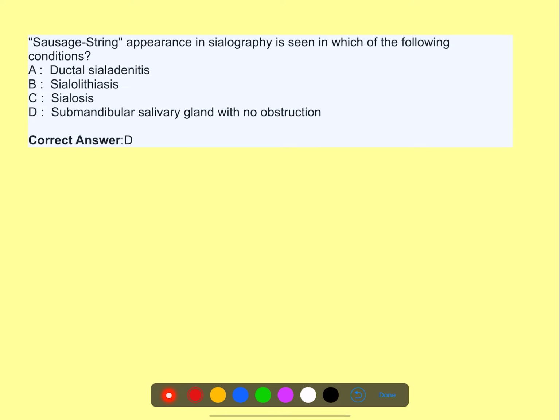Sausage string appearance in xylography is seen in which of the following conditions? So this is a direct question. You have to remember that sausage string appearance can be seen in submandibular salivary gland with no obstruction.